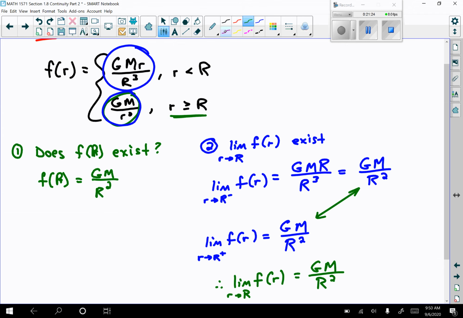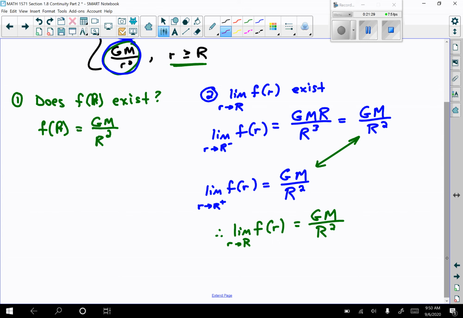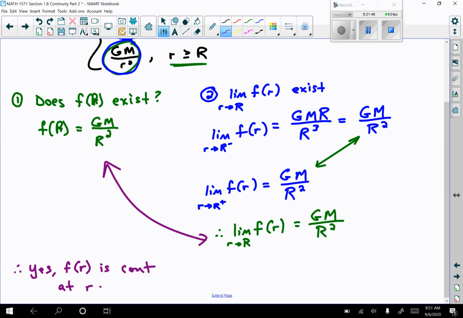Now we're looking at step 3, which says that this limit needs to equal f of R. So this is equal to this right here. So yes, therefore, yes, f of r is continuous at lowercase r equal to capital R.